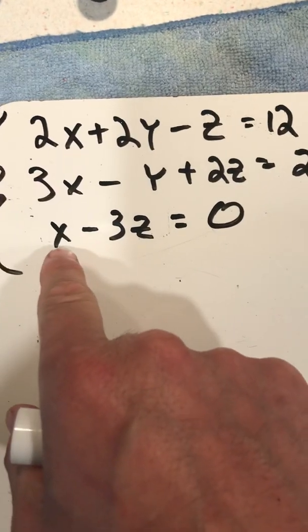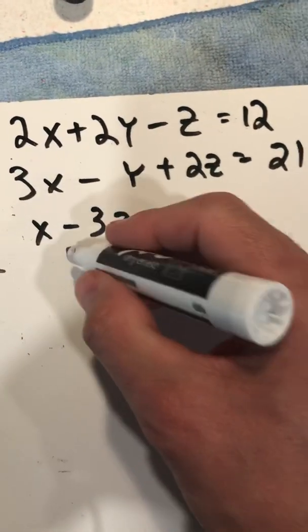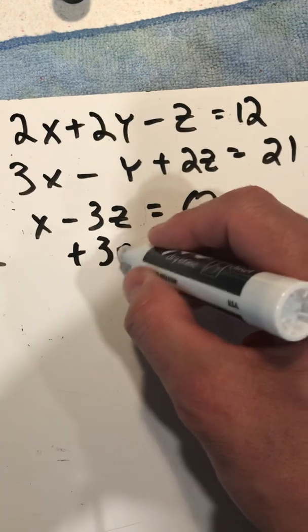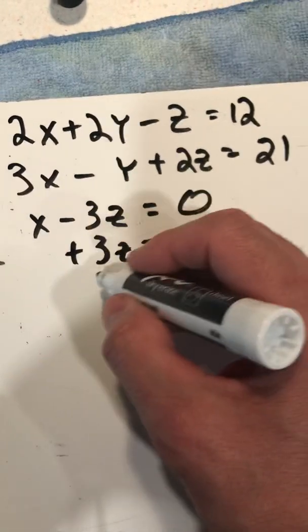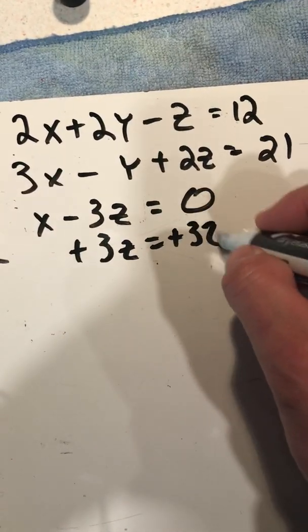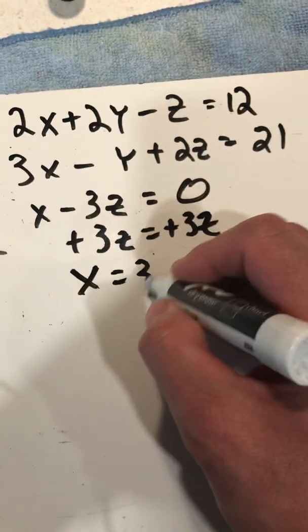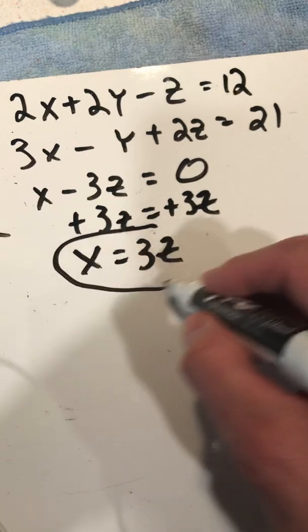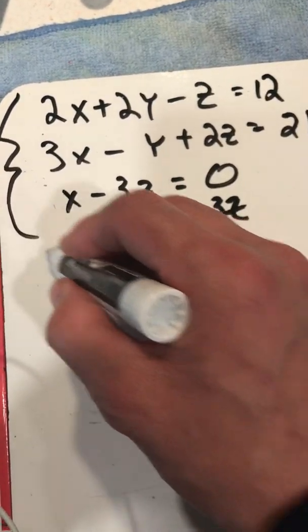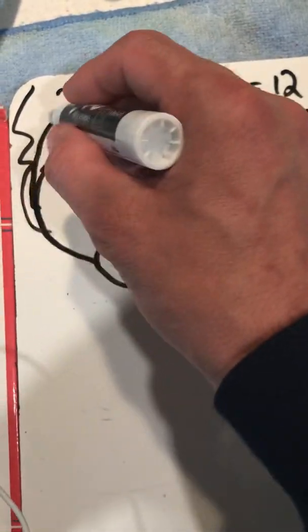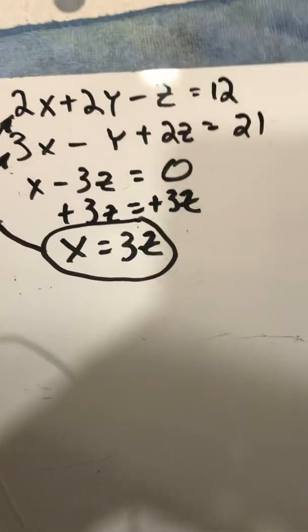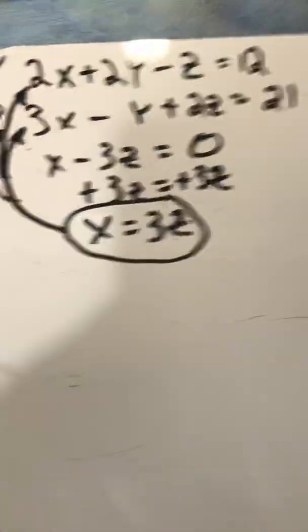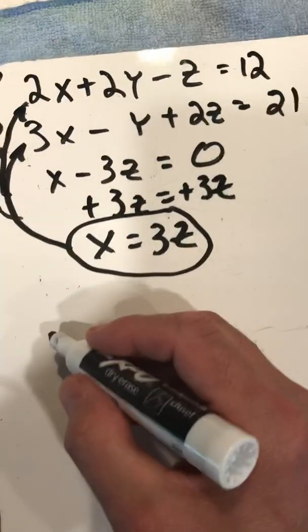You just have to solve this last one for x by adding 3z to each side. If you add 3z, you would get x equals 3z. Correct? Now you take that information and plug it into the other two equations. And then you use substitution or elimination regularly.